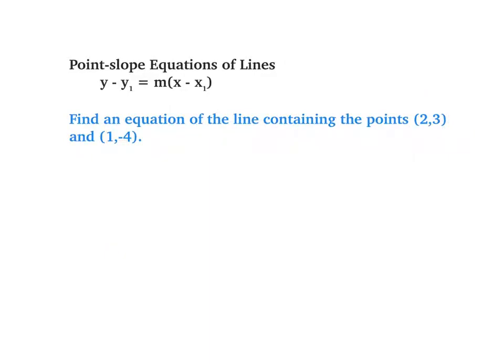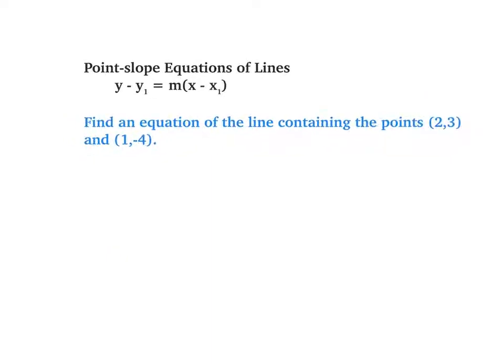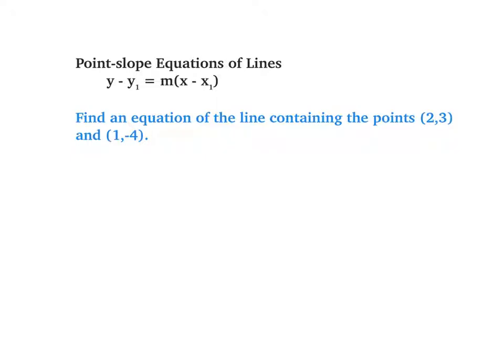If you don't know the slope and the y-intercept, the best thing to do is something called point slope, because point slope is more useful than slope-intercept because you still have to have the slope, but you can use any point on the coordinate plane, not just the y-intercept. So what I'm going to do first, well, let's read the problem. Find an equation of the line containing the points (2, 3) and (1, -4).